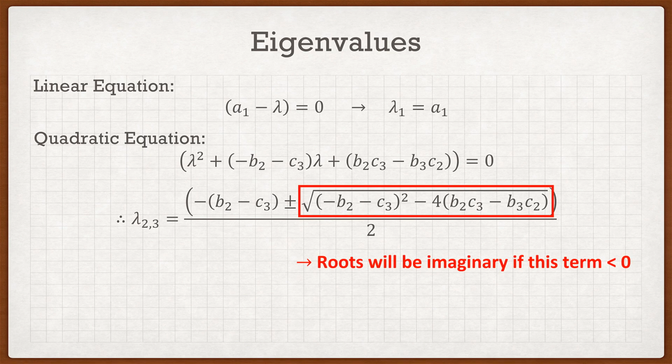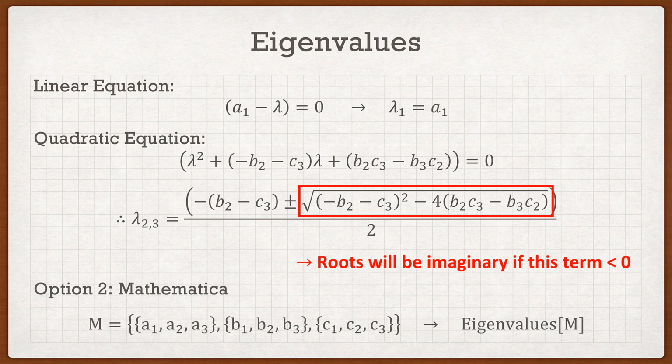So if we were to look at this square root right here, if we have a negative value, so negative b2 minus c3 squared minus 4 times b2 c3 minus b3 c2. Well, that was a mouthful to say. If that term altogether is negative, then that's what will result in the imaginary eigenvalues.